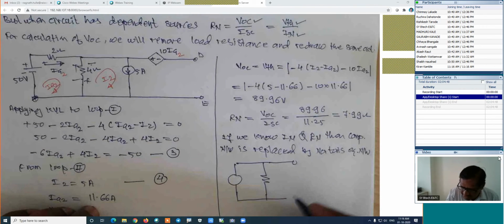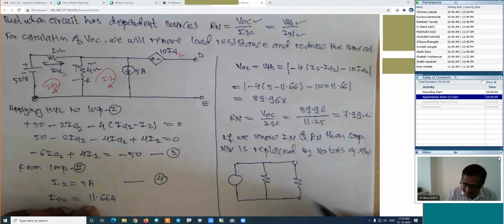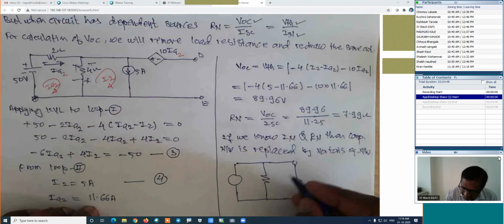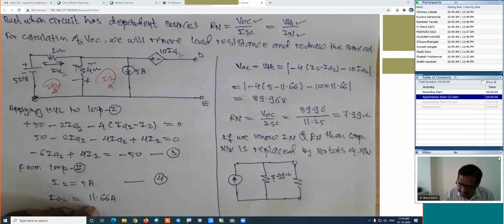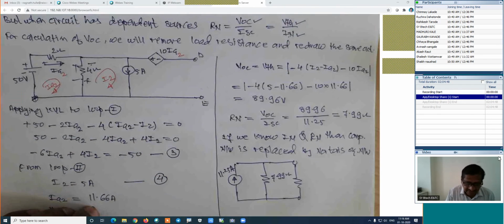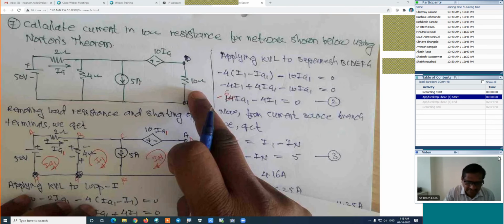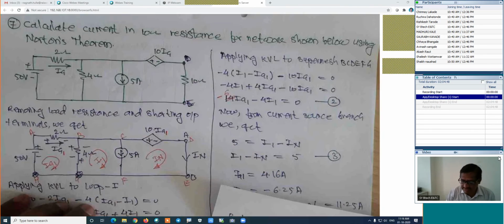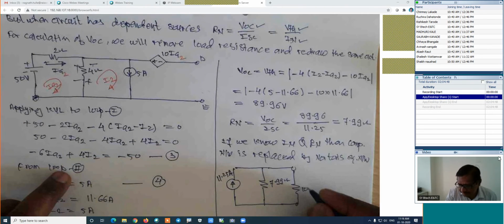This is point A, this is point B, and here we will reconnect the load resistance which was removed in the first step. This Rn is 7.99, this is 7.99 ohm. And how much is this In? This In is 11.25, this is 11.25 amperes. And how much is the load resistance which we removed in the first step? 10 ohm. And we are interested in the calculation of current in the 10 ohm.